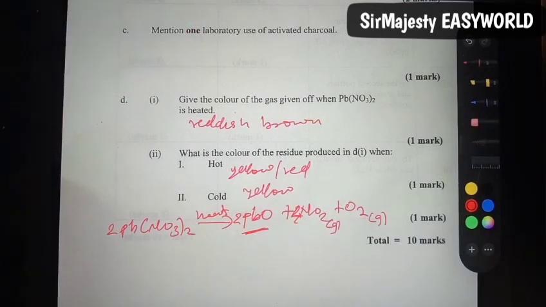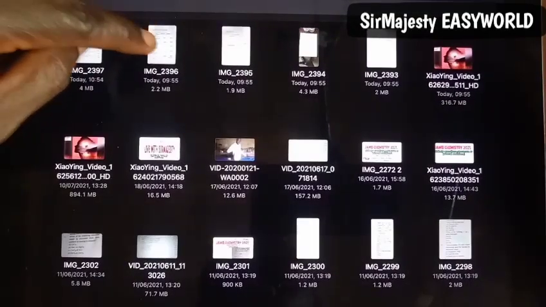Then don't confuse this with zinc oxide. Zinc oxide is white when cold and yellow when hot. So this is it about question number 3. So I go to question number 2. This is the table.